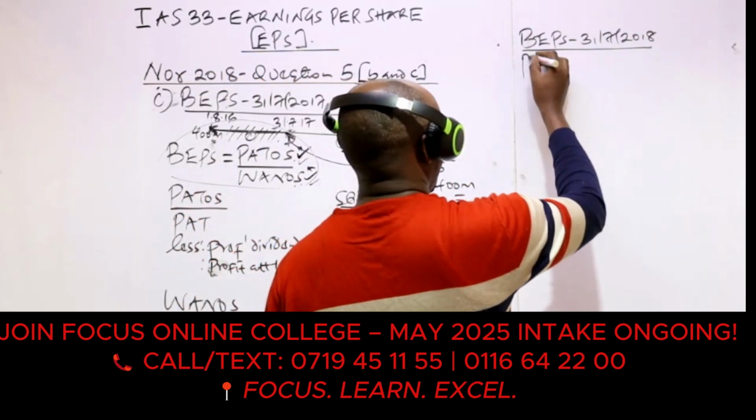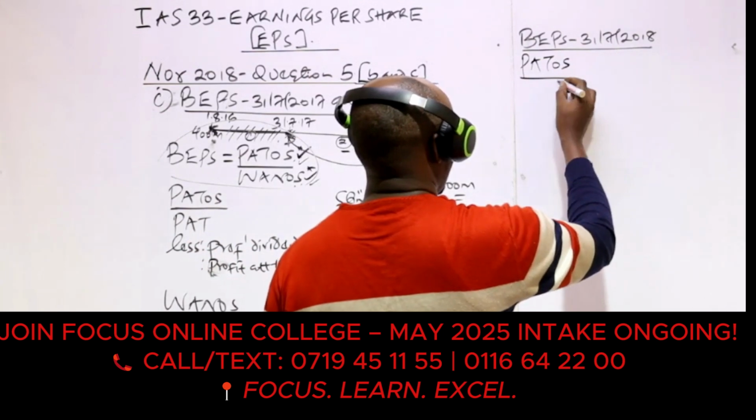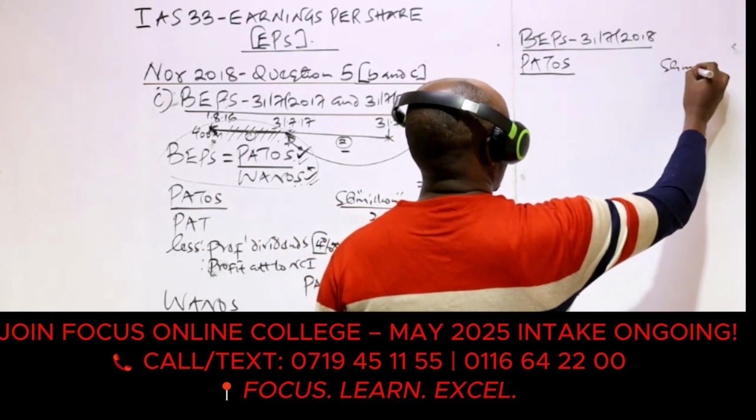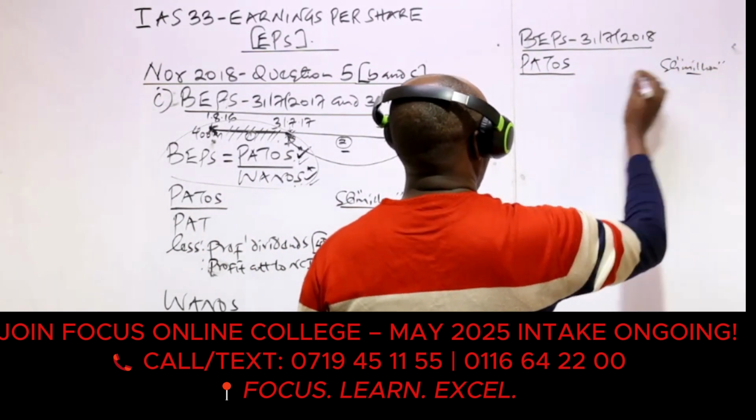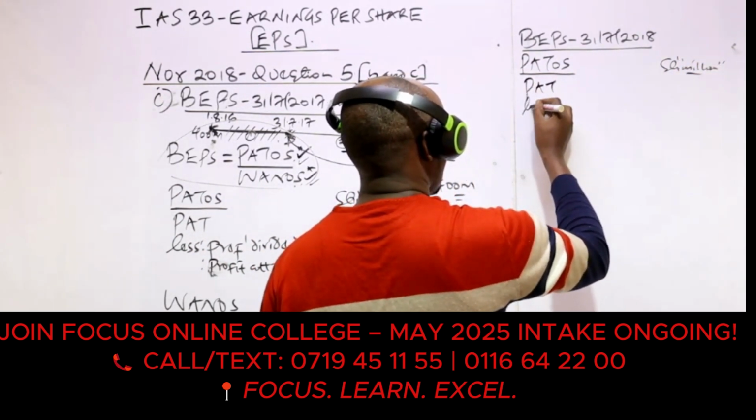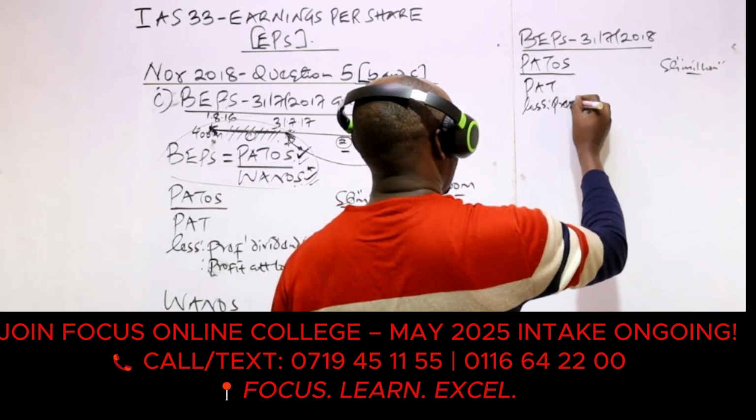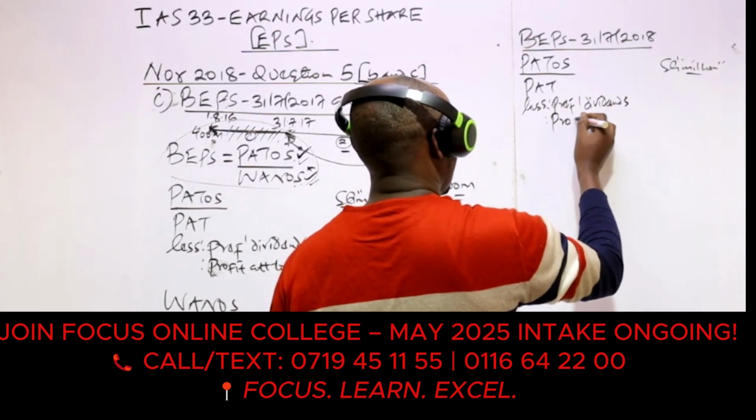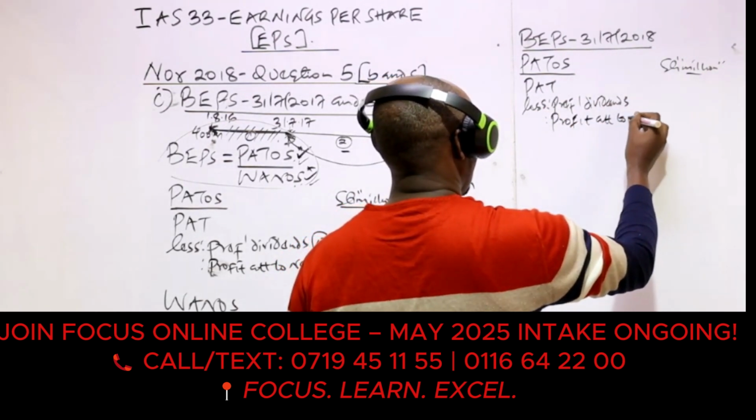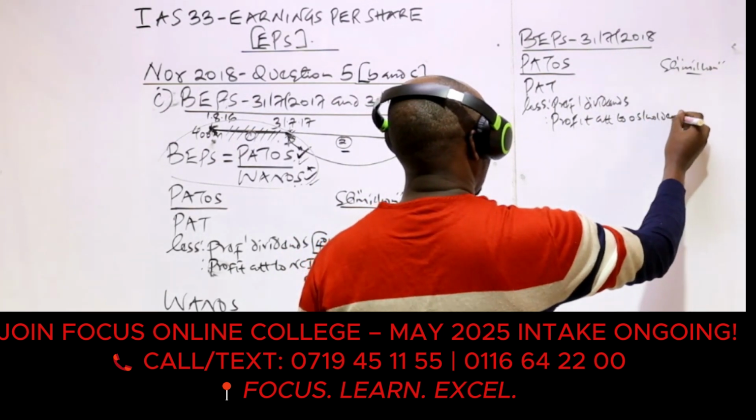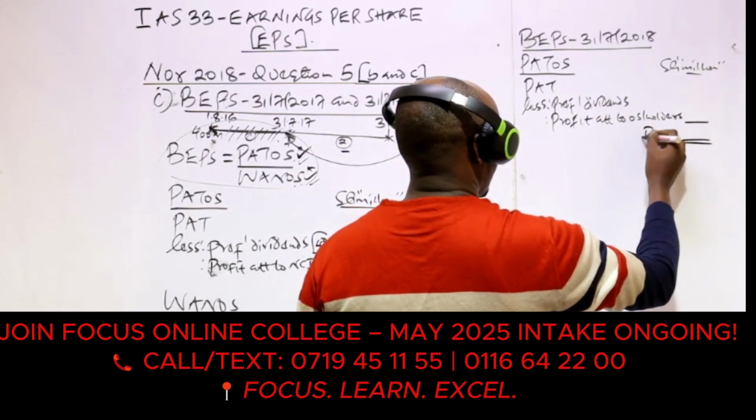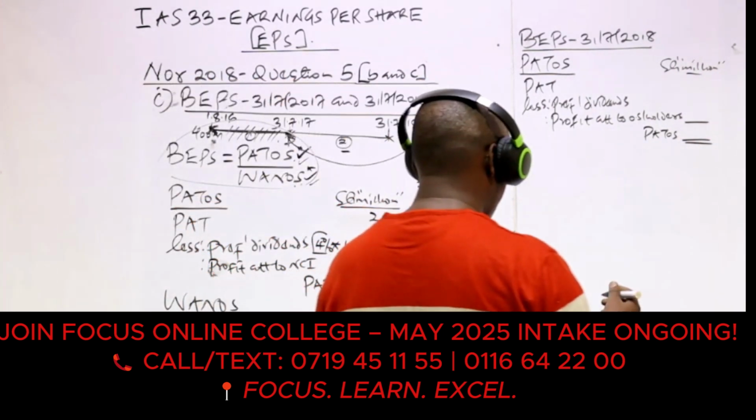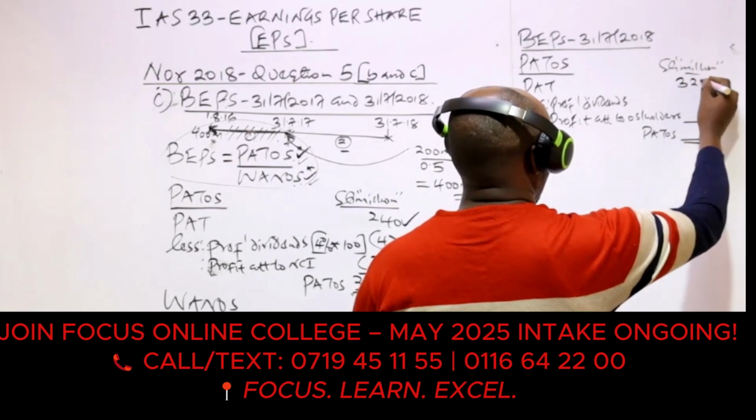So let's start by computing the PATOS, the profit attributable to ordinary shareholders. The computation of this remains the same as what you have done here. So we start with what? The profit after tax. To this we less the preference dividends, and also we less profits attributable to ordinary shareholders. So whatever you're going to get there will be our PATOS. So what is the profit after tax for 2018? So this is given as a figure of 325.